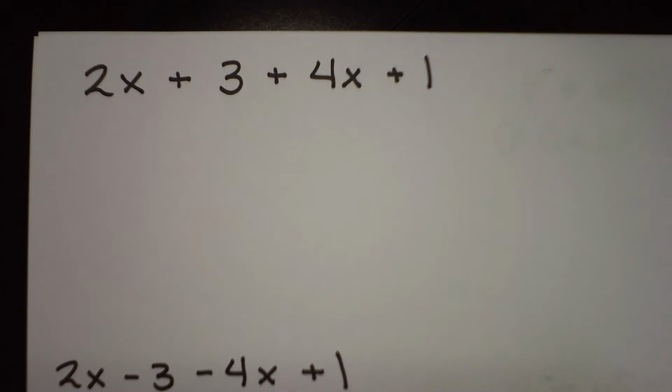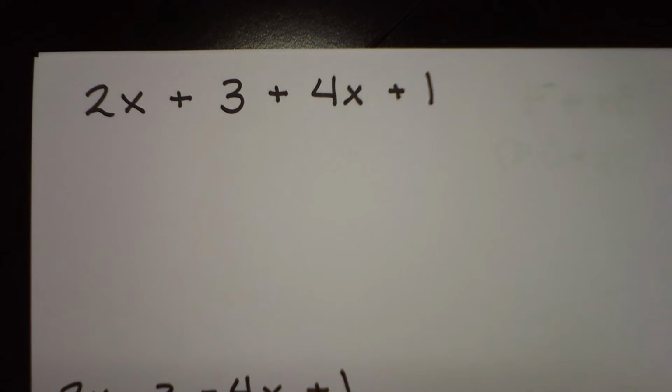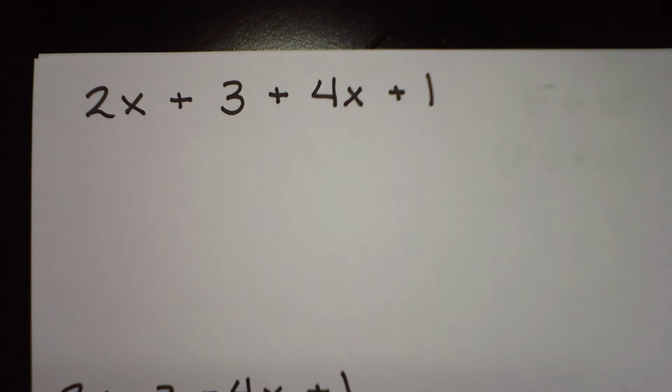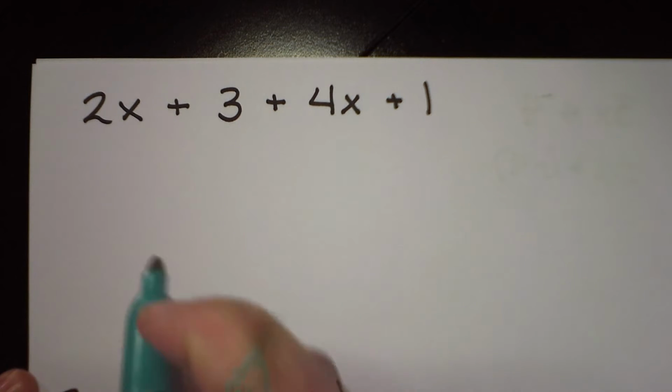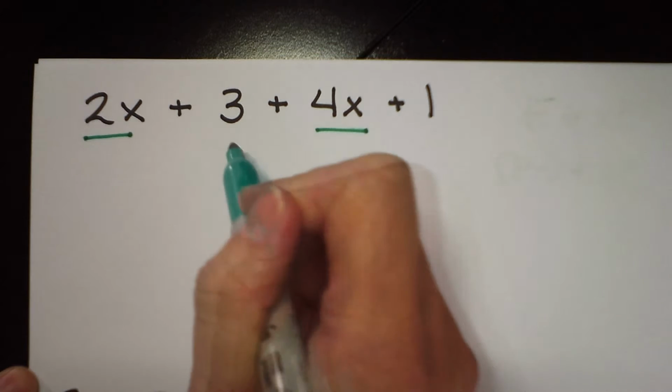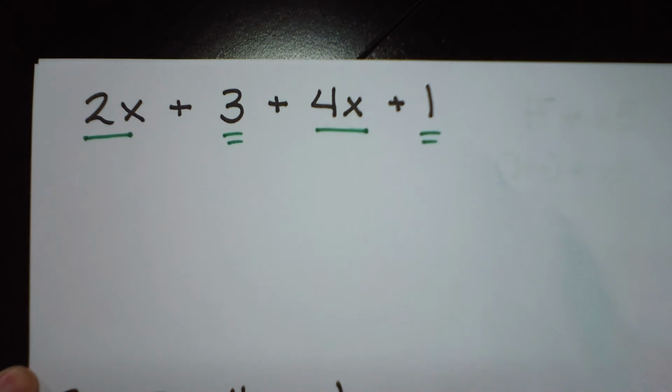To give another example of how to combine like terms. So to simplify this expression, this expression has four terms: one, two, three, four. And I want to combine the terms that are alike. And remember, like terms have the same variable raised to the same power. So these two terms are alike and these two terms are alike.